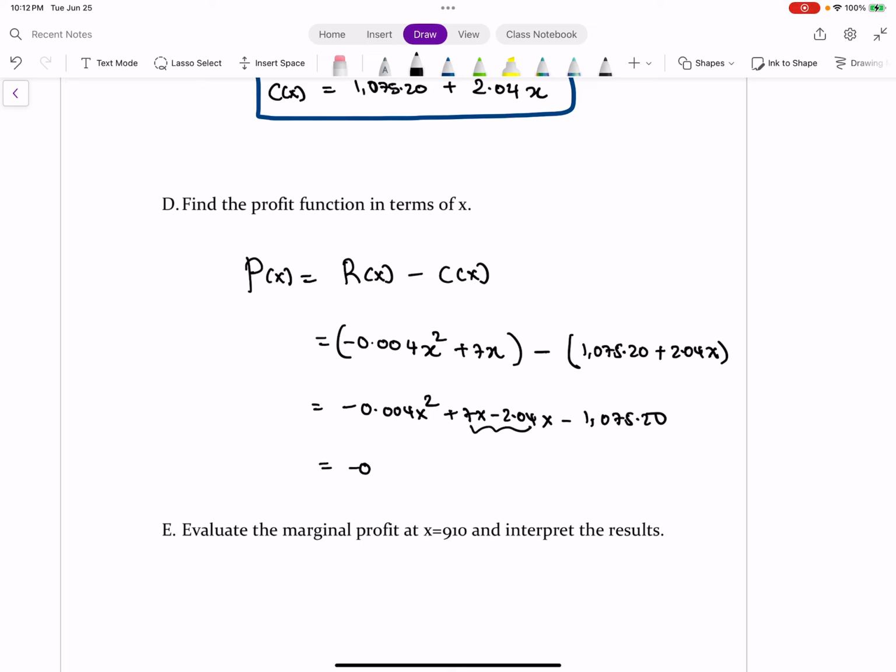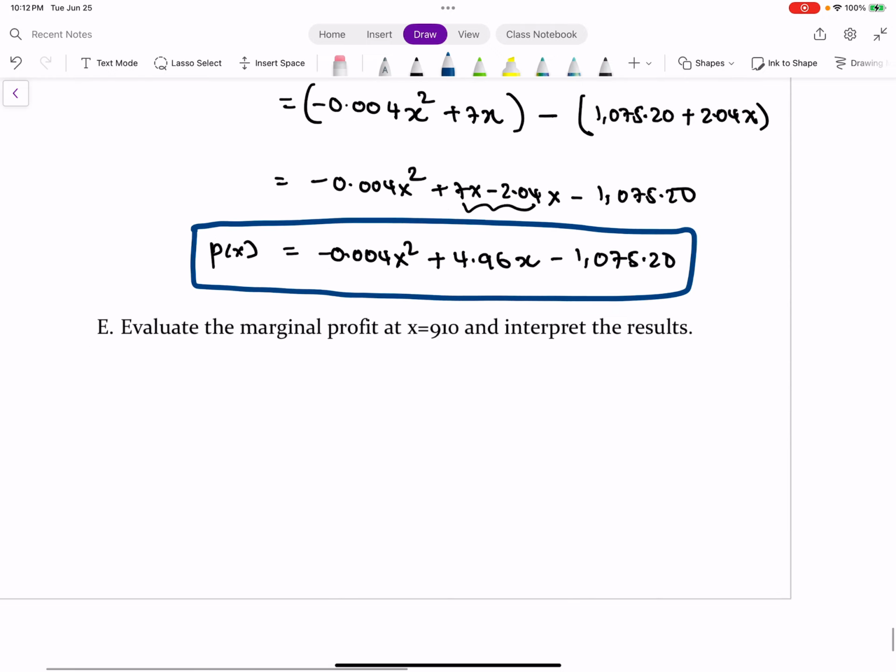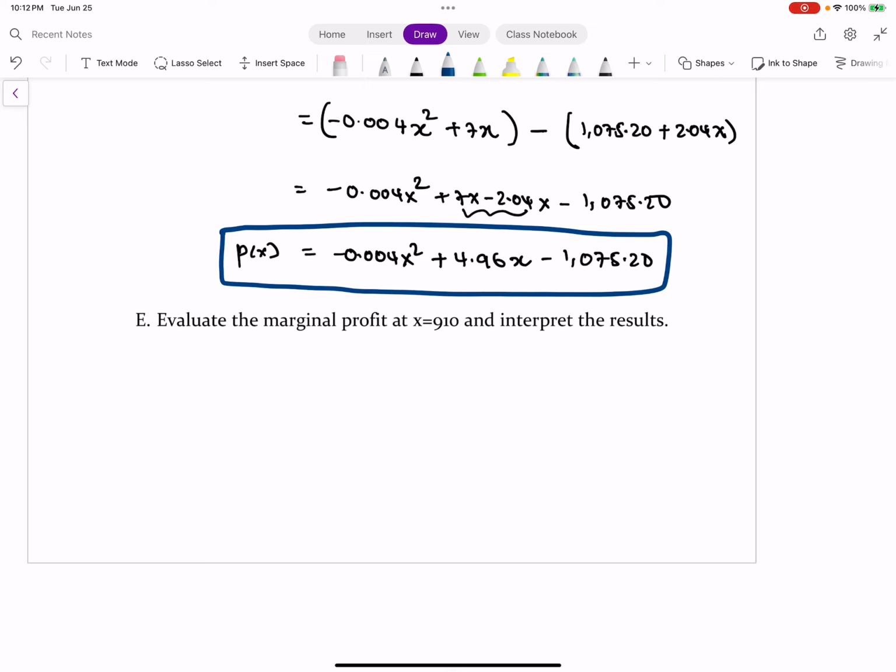So when you subtract this, it is negative 0.004x squared plus 4.96x minus 1075.20. That is the profit function. All right, the profit function we calculated here. All right, what is the last question? Evaluate the marginal profit at x equal to 910 and interpret the result.